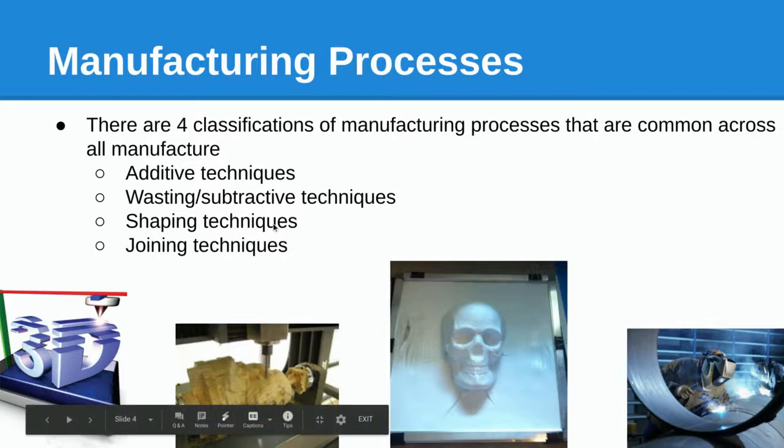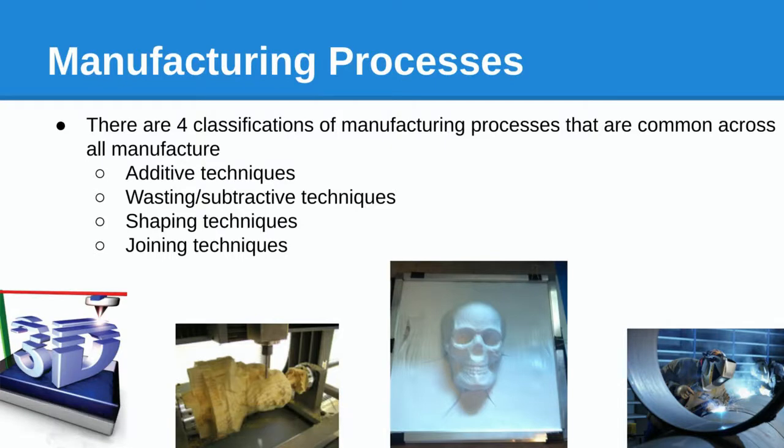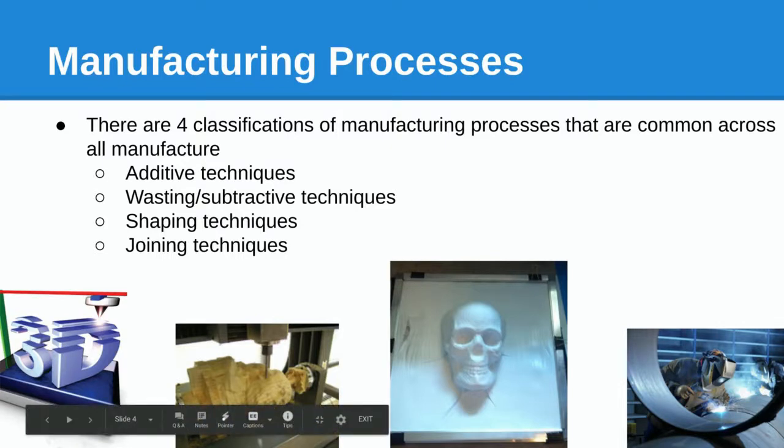We have shaping techniques, where you're taking a material, oftentimes you're heating it up, and then you're shaping it into the form you want. And we have joining techniques. In this case, they're showing welding, where you're taking 2 different materials, well, they don't have to be different materials, but 2 different pieces. In this case, heating it up, possibly adding a third material, second material or third material to bond them together.